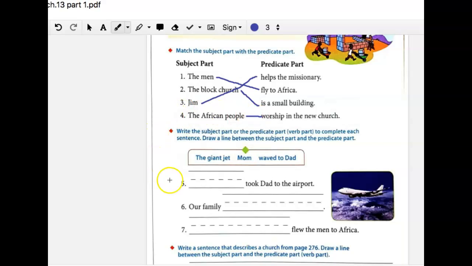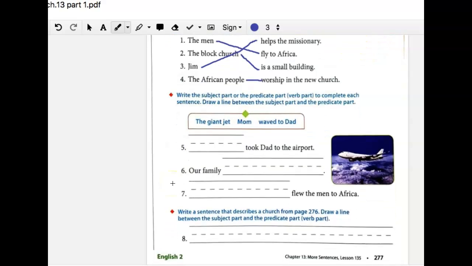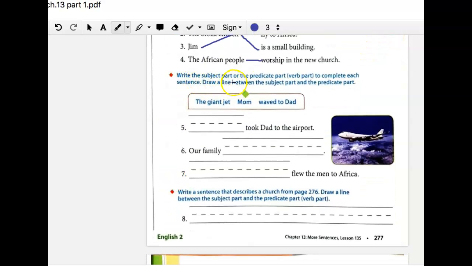Very good. Let's move on to numbers 5 through 7. Write the subject part or the predicate part, the verb part, to complete each sentence. Draw a line between the subject part and the predicate part. So you have to complete 2 steps. You're going to write the subject part or the predicate part to complete each sentence, and then you're going to draw a vertical line, a line that looks like this, in between the subject part and the predicate part. So let's try these together.